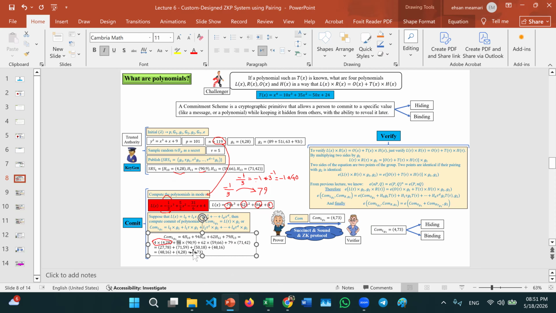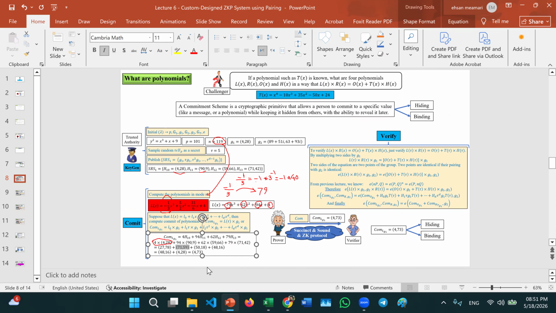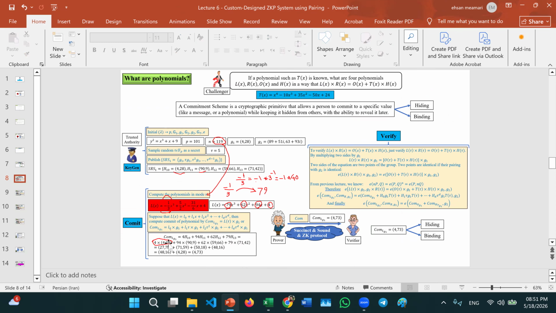The next multiplication equals 94 multiplied by 90 and 9. So 90 and 9, and it equals 71 and 59, right? 71 and 59, okay? So the first multiplication is done by the prover.